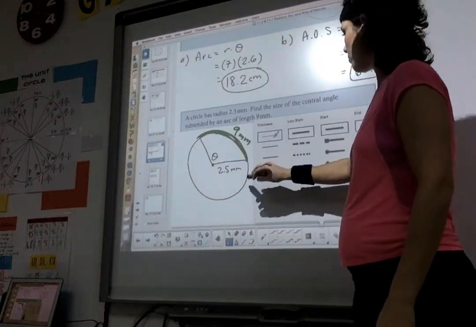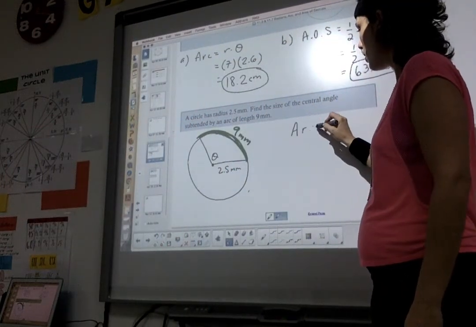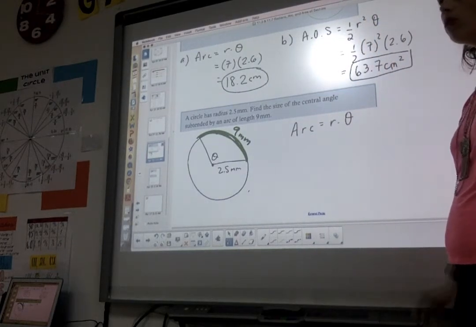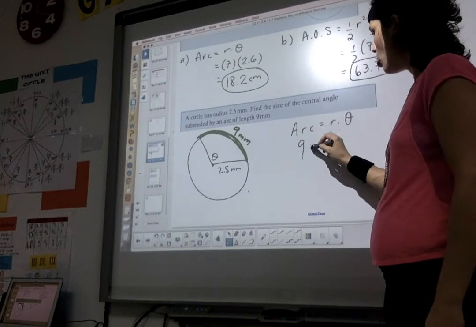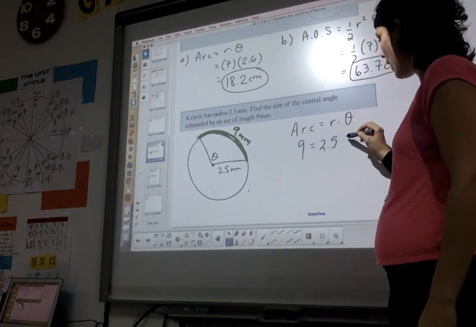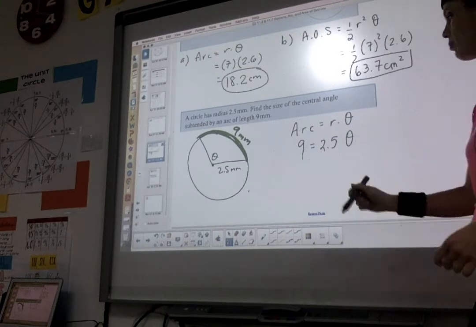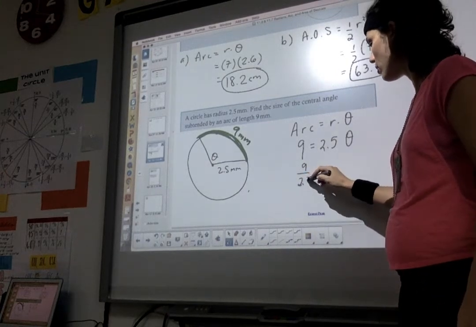You use arc length. You just use the same formula, arc equals r theta. Substitute for what you know. The arc this time is 9. You know the radius is 2.5, and you're trying to solve for theta. So it's 9 over 2.5.